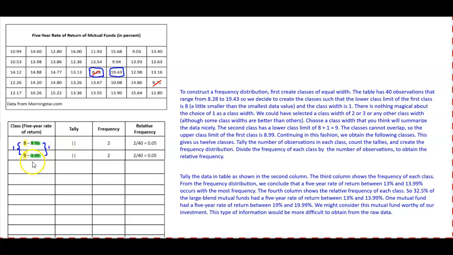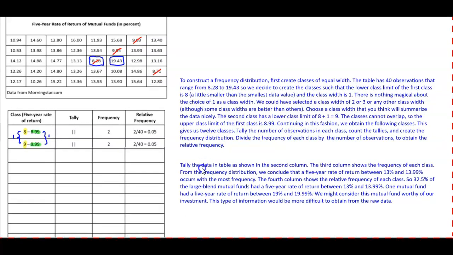Now likewise, we want to find values that are between 9 and 9.99. If we take a look up here, we have 9.94 and 9.03. So those represent 2, and therefore 2 divided by 40 is going to give us 0.05. So again, we tally the number of observations in each class, we count the tallies, and then we create the frequency distribution. And then from there, we divide the frequency of each class by the number of observations to obtain the relative frequency.